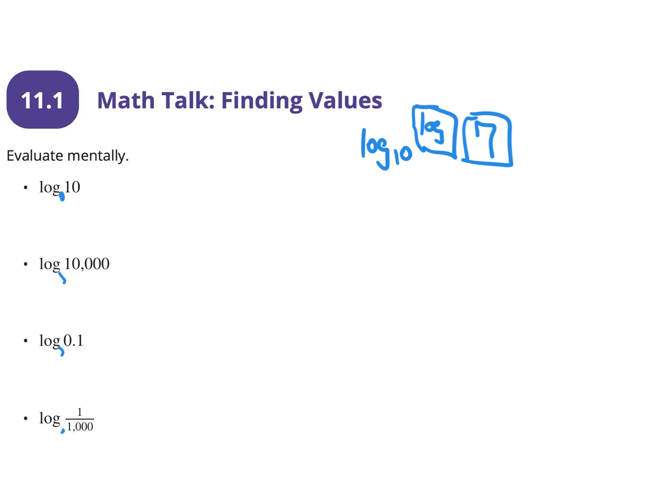If a 1 is the first number, all you have to do is count the zeros. These all have 1 as the first number. So 10: how many zeros in 10? 1. How many zeros in 10,000? 4. Now, 0.1 is equal to 1/10, and we know from our exponent laws that 1/10 is equal to 10 to the negative 1. What logs do is count the exponents, so the log is negative 1. For 1,000, that's 3 zeros, but it's in the bottom, so it's negative 3.